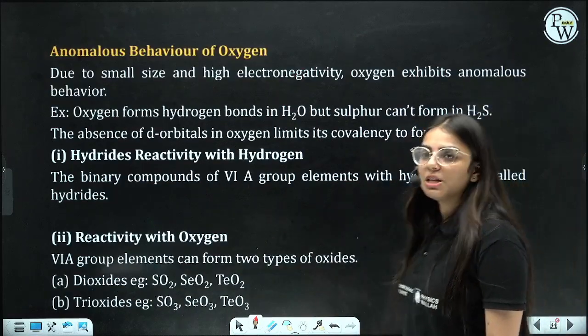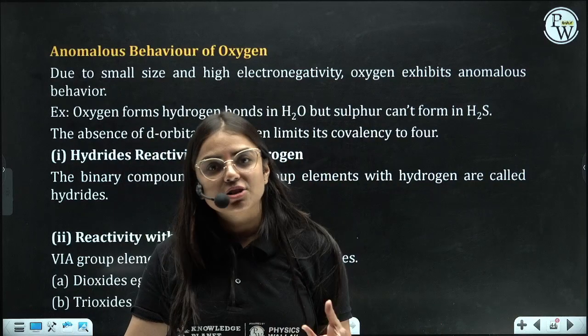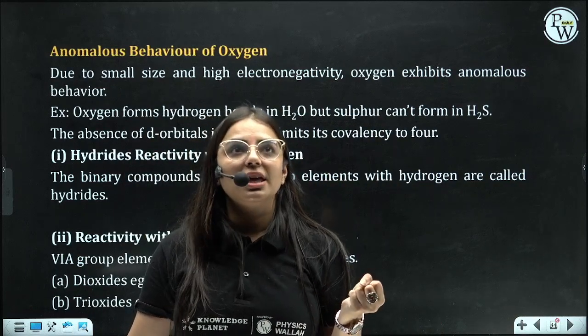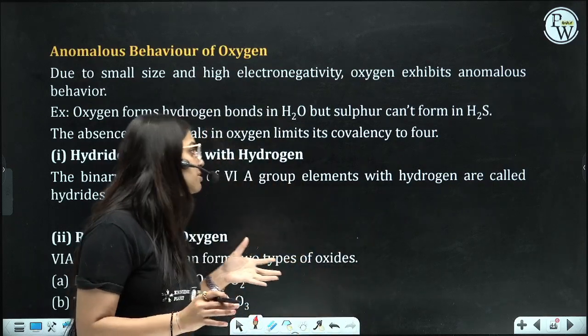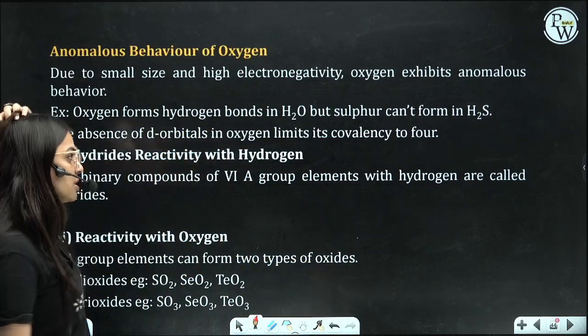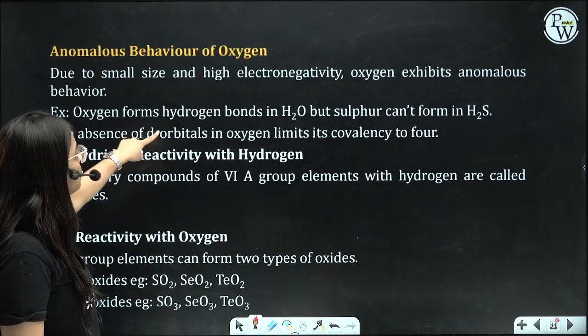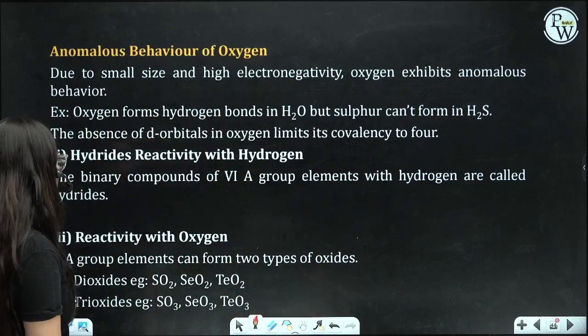Clear? Now, anomalous behavior, just similar to nitrogen. Basically, it has a small size, high electronegativity, and it does not have any d orbitals present over there. So it is due to small size and high electronegativity that oxygen possesses anomalous behavior. Oxygen forms hydrogen bonds in water, right, which cannot be seen in the case of H2S. So this is an important part.